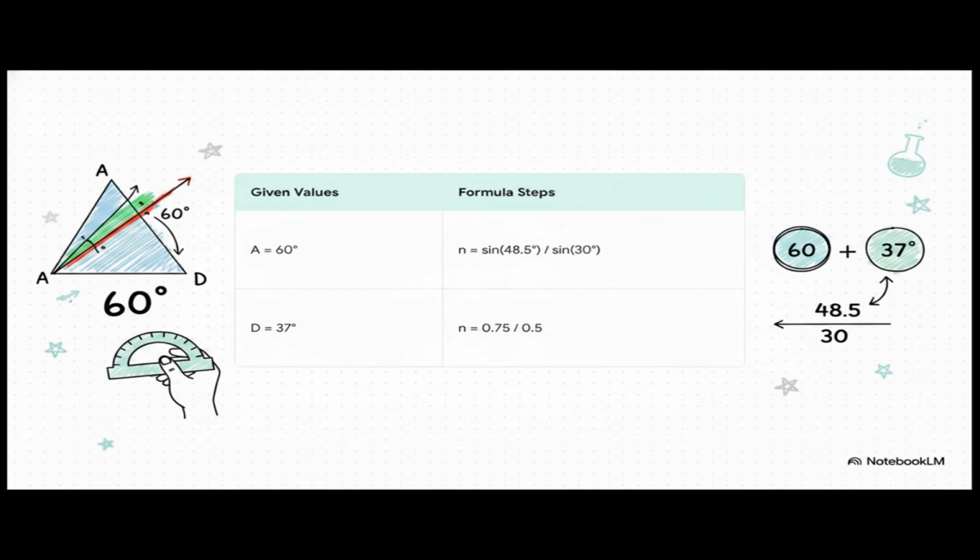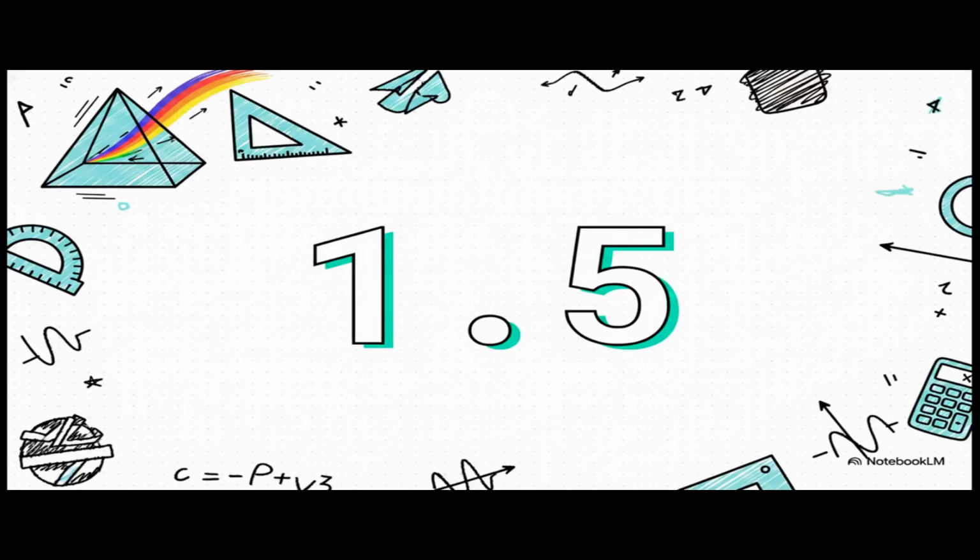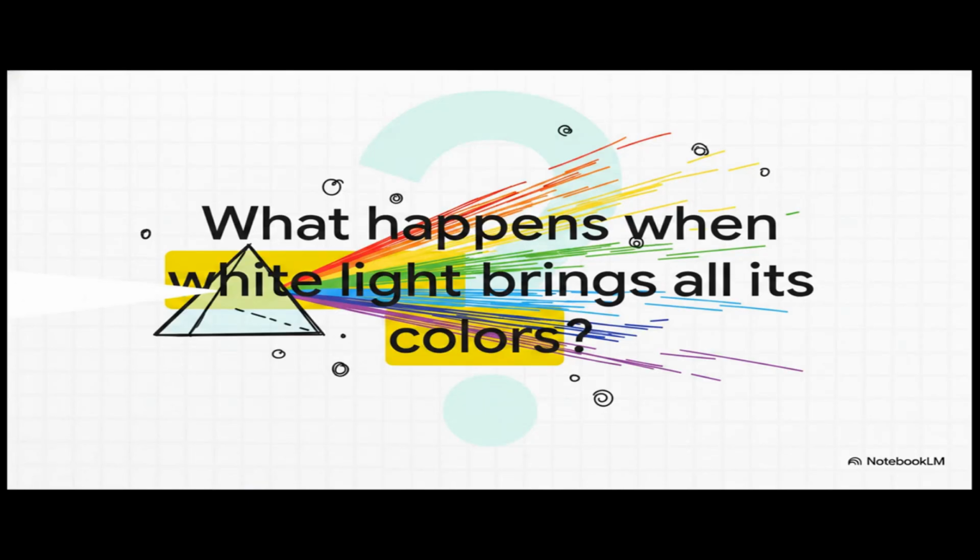60 plus 37 divided by 2 gives us the sine of 48.5 degrees on top. 60 divided by 2 gives us the sine of 30 degrees on the bottom. When you punch those sines into a calculator, you get 0.75 divided by 0.5, which leaves us with a final refractive index of exactly 1.5. And this is huge. Why? Because 1.5 is the universally known refractive index for standard crown glass. Think about that. We successfully used nothing but a single bent ray of light and some basic geometry to positively identify the very material sitting right in front of us. No chemistry required.